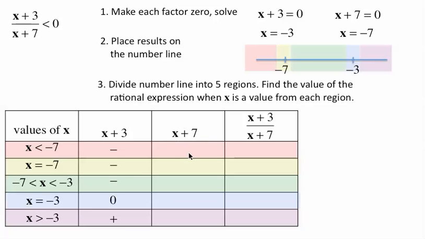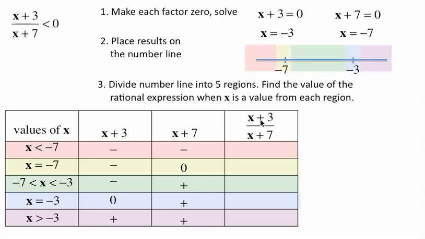Now we're going to look at x plus 7. When x is less than negative 7, for example negative 8, negative 8 plus 7 is negative 1, so the result's negative. When x is equal to negative 7, negative 7 plus 7 is 0. How about when x is between negative 7 and negative 3, like negative 5? Negative 5 plus 7 is 2, which is positive. When x is equal to negative 3, negative 3 plus 7 is 4, which is positive. How about when x is greater than negative 3, like 0? 0 plus 7 is 7, which is positive.